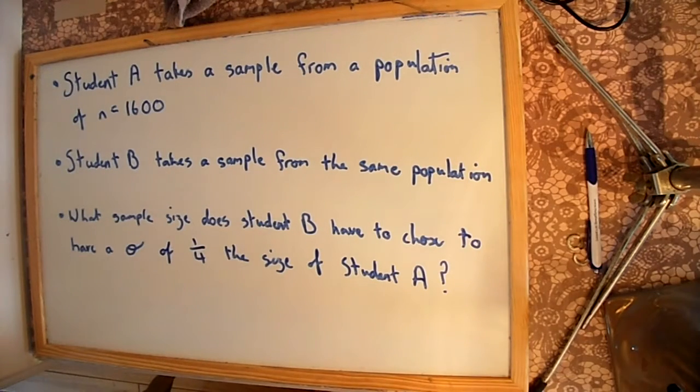Hello. This question involves two students, student A and student B. Student A takes a sample from an infinite population of n equals 1600. Student B takes a sample from the same population, and the question is, what sample size does student B have to choose so that his standard deviation is a quarter of the size of student A's?